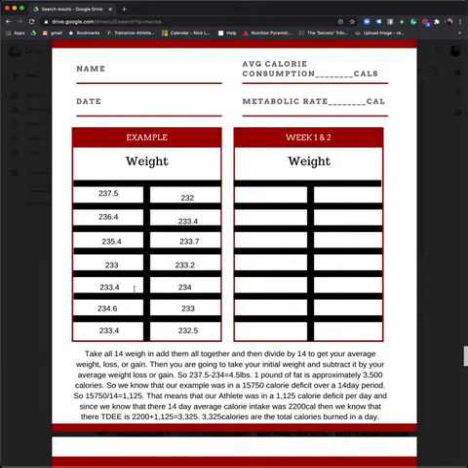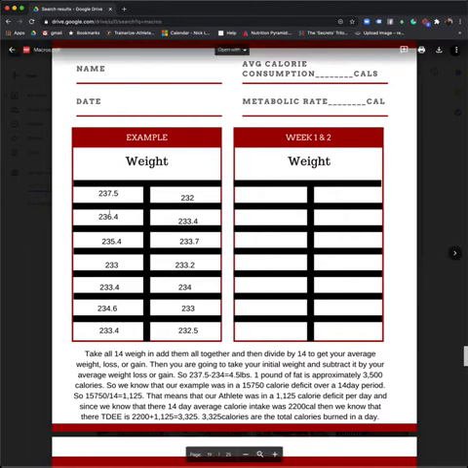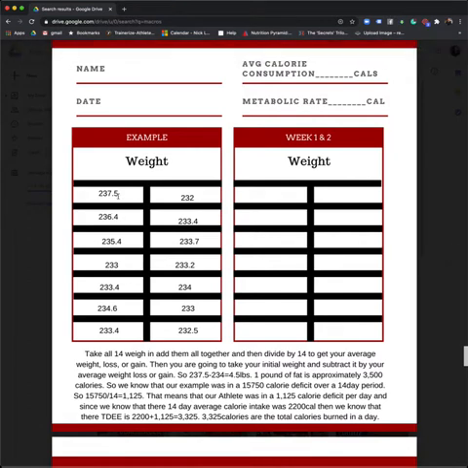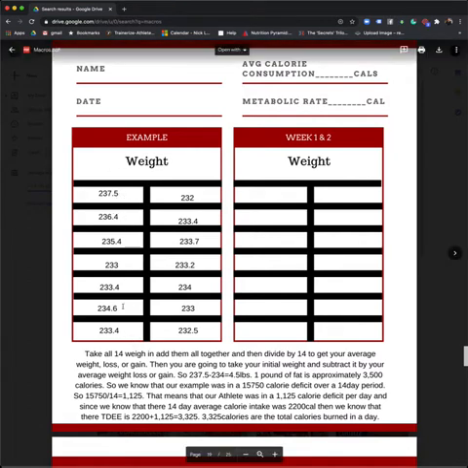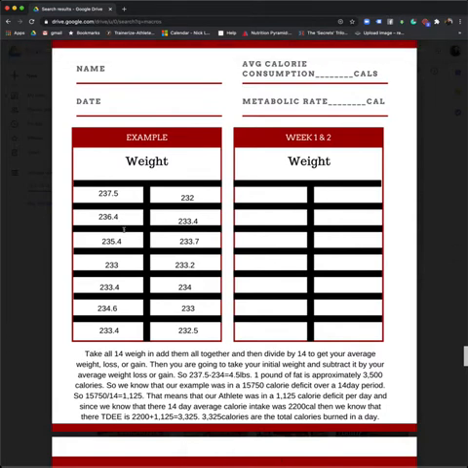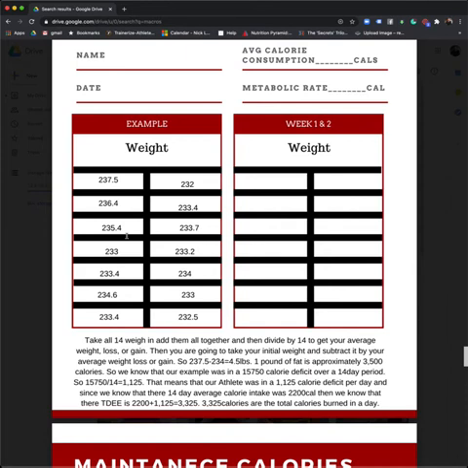2,000-3,000s mark. What you're going to do after you get that number is divide by 14 or however many days you actually tracked. So if you only did 7 days, you'd only add the 7 days and then divide by the 7 days. And that is going to give you your average weight. And then from there, we're going to find out what our average weight gain or weight loss is.